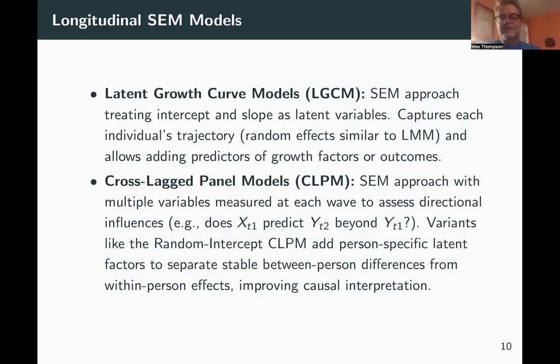There are also other approaches that incorporate structural equation modeling. Structural equation models are a way to model complex structures, like complex causal structures or lots of different variables at the same time. A very common one is called the latent growth curve model, which is an extension of LMMs that allows for adding predictors of growth factors or outcomes, and so allows for more complex structures in the LMMs.